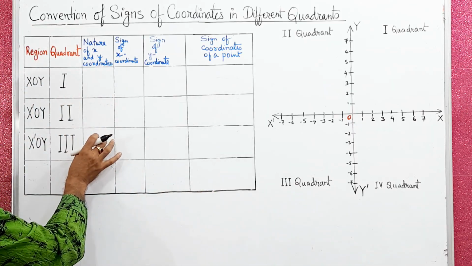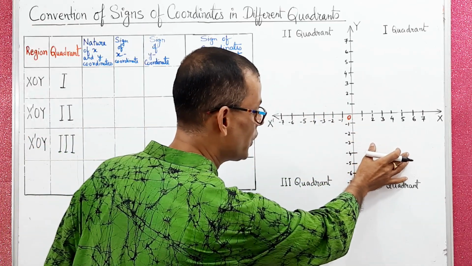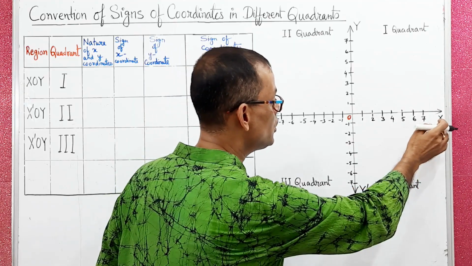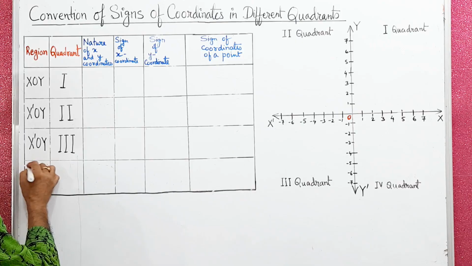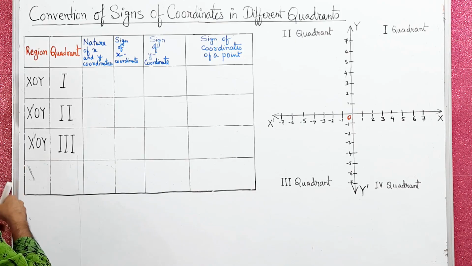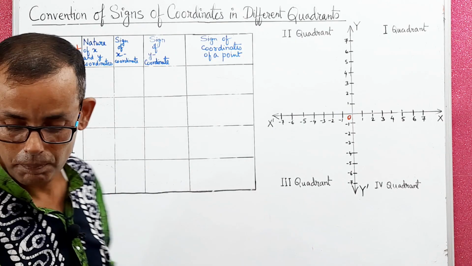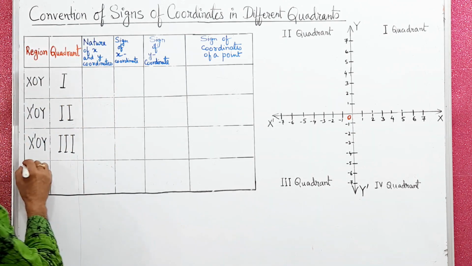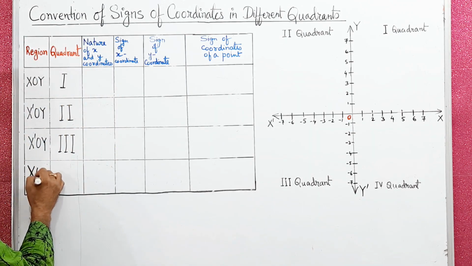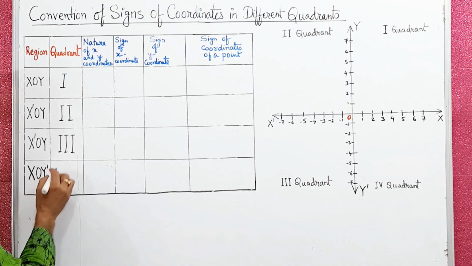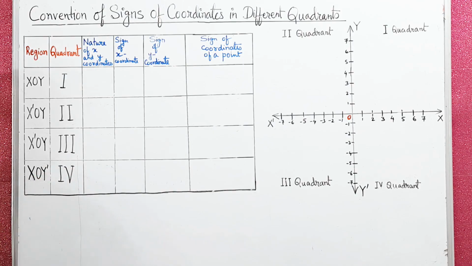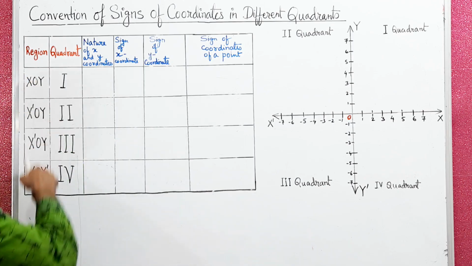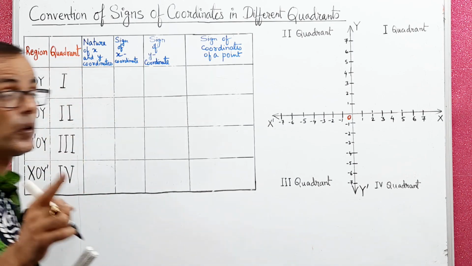So now the last quadrant, that is the fourth quadrant. So this is X, O, Y dash. Let me take another pen. So let me write here X, O, Y dash, and this is representing the fourth quadrant. So we have written the region, we have written the quadrant.